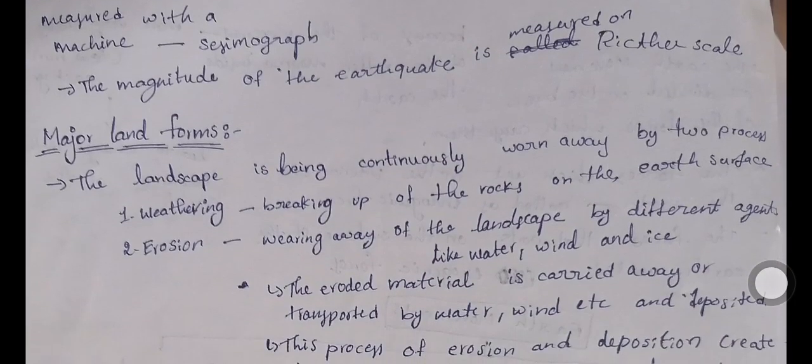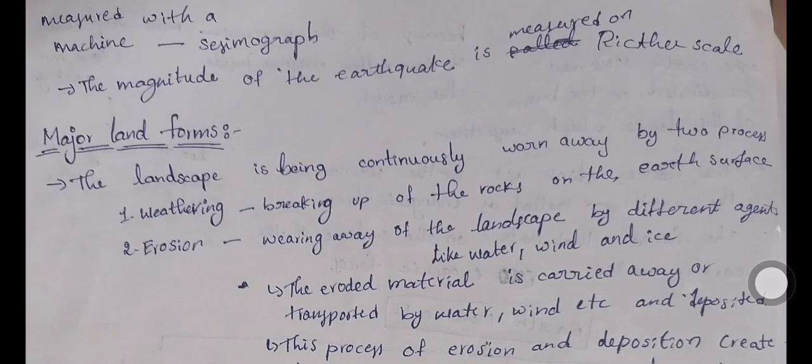Next, major landforms. How are the landforms formed? Let us see. If you see the landscape, any land is being continuously worn, that is, eroded by two processes, weathering and erosion. Weathering means breaking up of the rocks on the earth's surface, and erosion means wearing away of the landscape and also traveling to another place. That worn material must also travel to another place, then only it is called erosion.